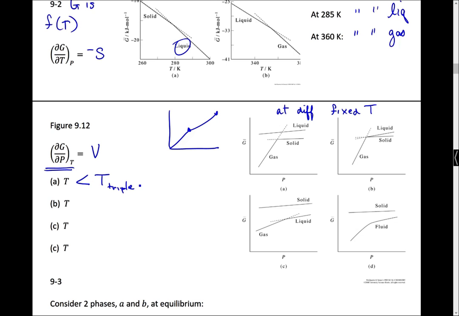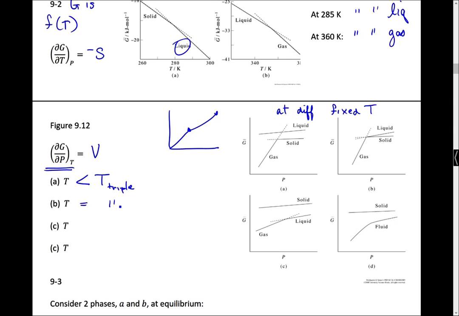All right, so we come on to graph B. At low pressure, I'm in the gas phase. I'm down the gas phase, and then I come up, and at that point where I start to have other phases with the same Gibbs energy, I see I've got liquid and solid and gas all with the same G. What does that tell me? I'm at the triple point.